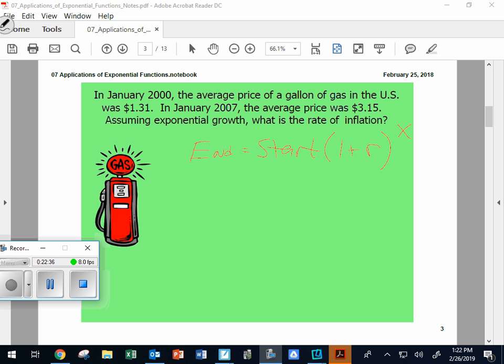KT, tell me where to put something. All right, 3.15 was the ending price. And then how about give me a couple more. 1.31, and then 7 for the x. Awesome. And then you just have to solve it. What is step 1 of solving, Mr. H?